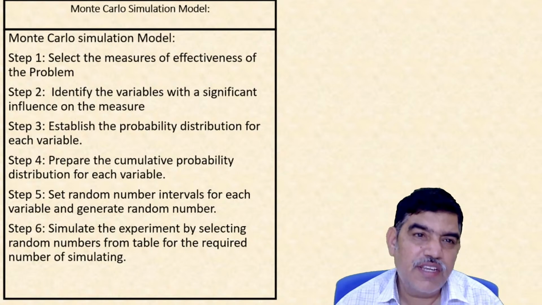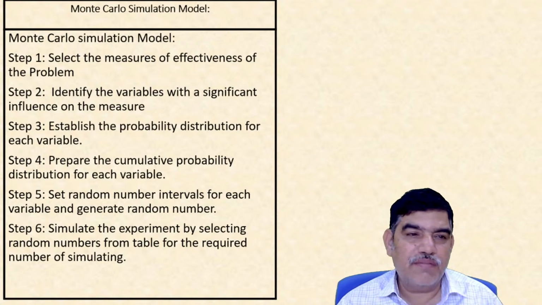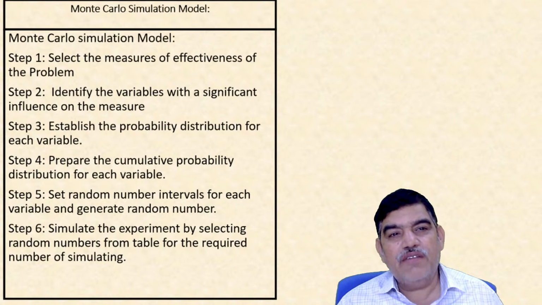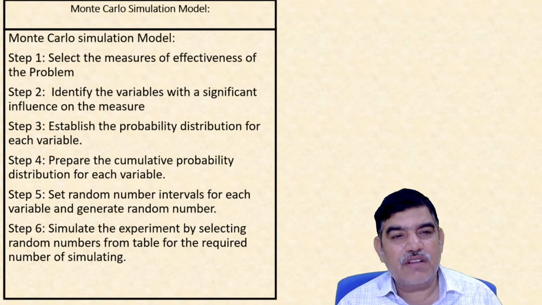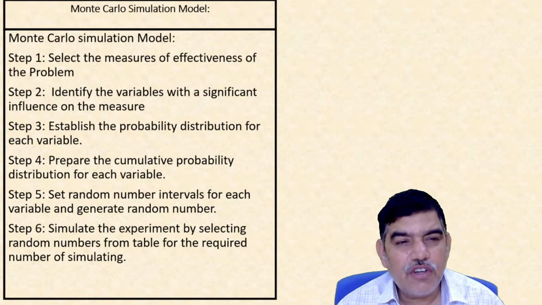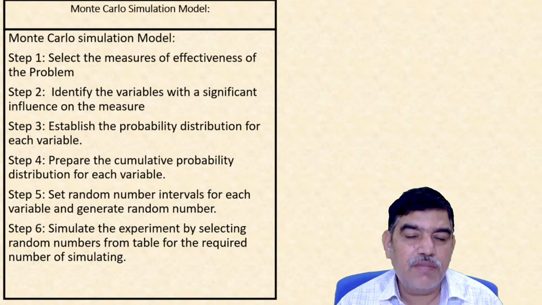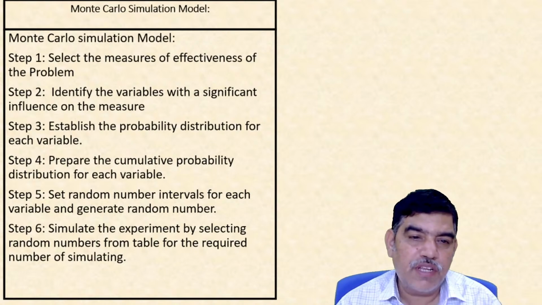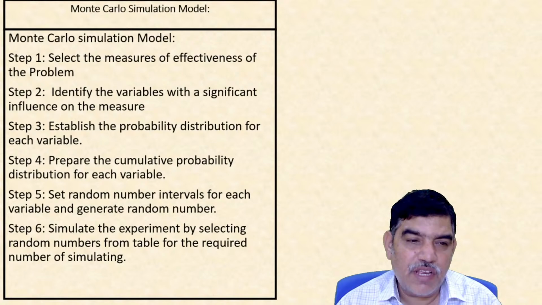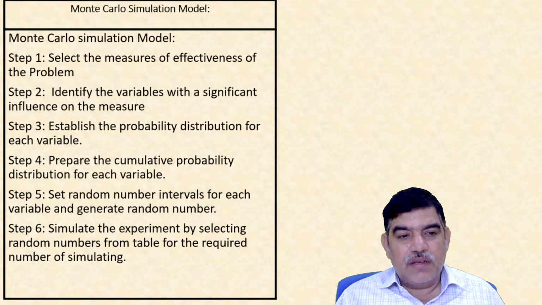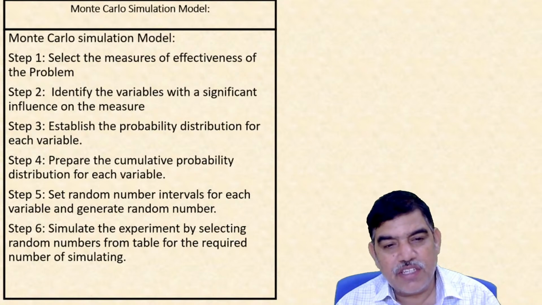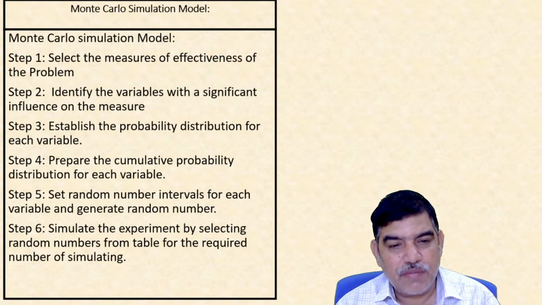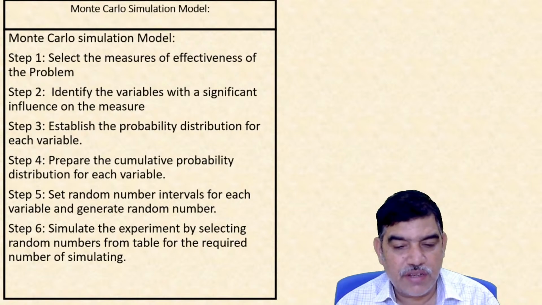The first step, select the measures of effectiveness of the problem. Step 2, identify the variables with a significant influence on the measures. The third is to establish the probability distribution for each variable. The fourth is to prepare the cumulative probability distribution for each variable. Step 5 is to set random number intervals for each variable and generate random numbers. Step 6, finally, simulate the experiment by selecting random numbers from the table for the required number of simulations.